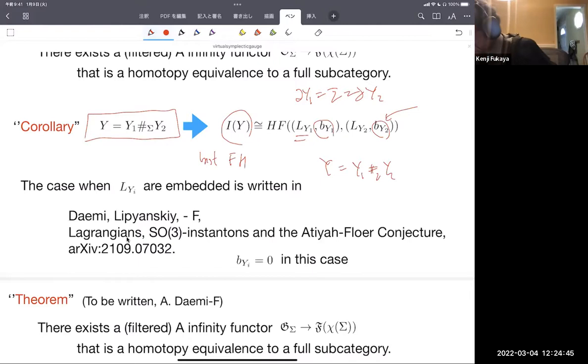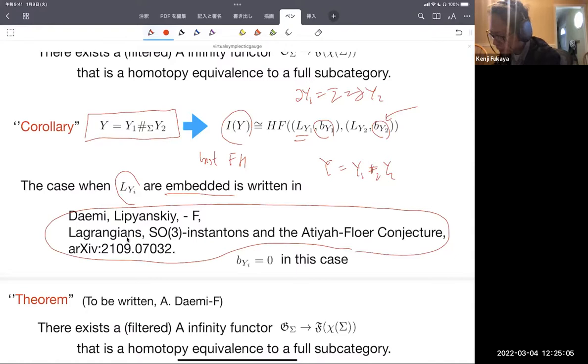And as I said, this isomorphism is actually with Z/2 or Z coefficients, and it also preserves filtrations. In the case when these Lagrangian submanifolds are embedded, the proof is written in this paper with Daemi and Lipyanskiy. In this case, it is embedded and monotone, so we can take the bounding cochain to be zero. But we can do it for the immersed case.